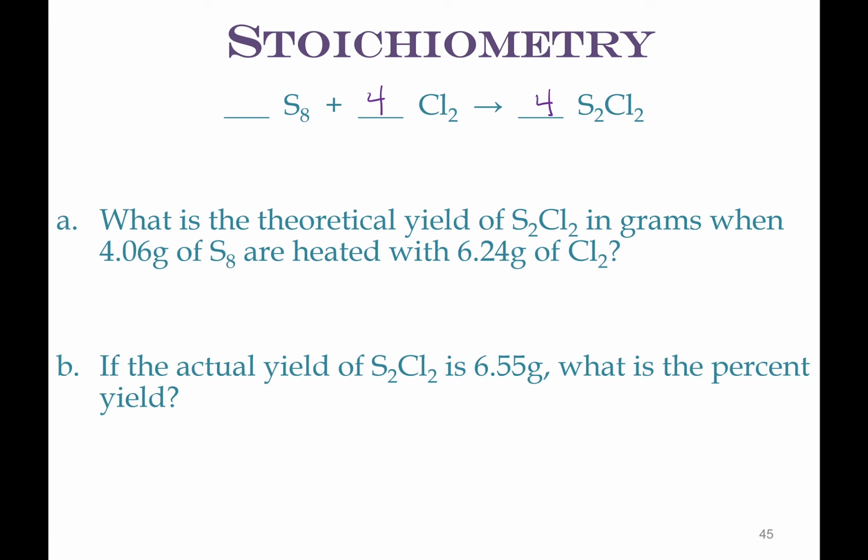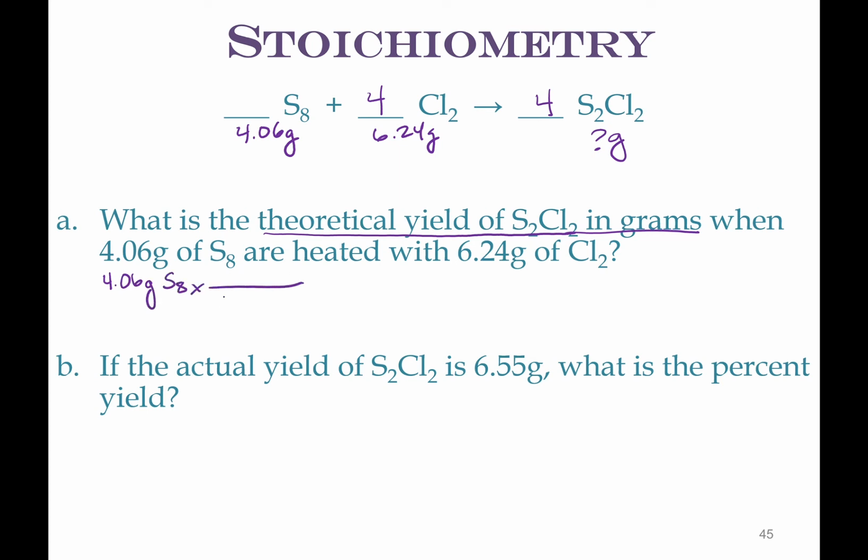All right, so let's extract the information from the problem. What is the theoretical yield of S2Cl2? So remember, that's always in grams. So how many grams? Well, it actually says in grams. When 4.06 grams of S8 are heated with 6.24 grams of Cl2. This is a limiting reactant problem. So 4.06 grams of S8.